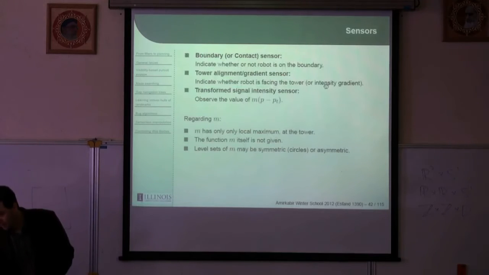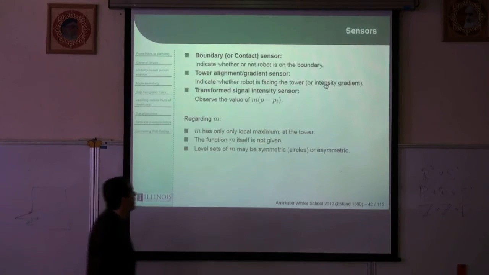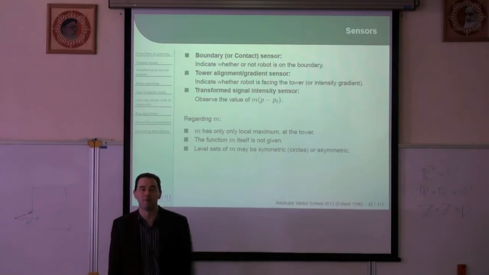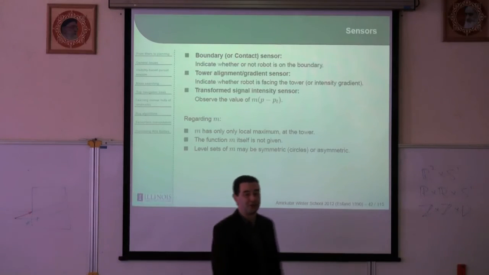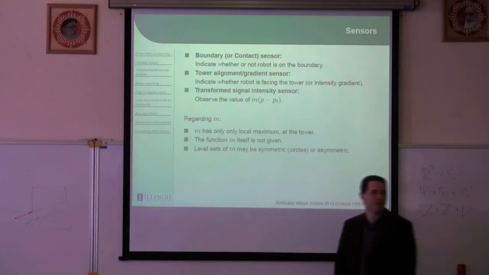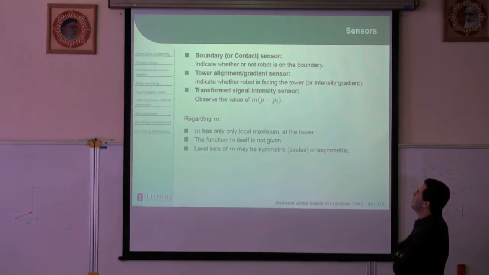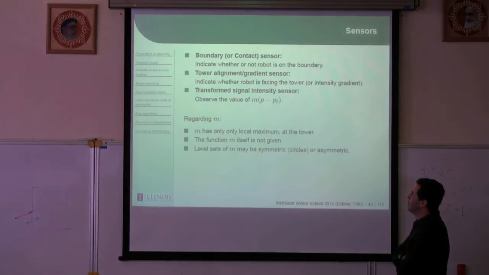Here are the sensors. We have a contact sensor, our boundary sensor. Remember that one? You have to go back and remember our virtual sensors now, and the catalog of sensors that we did. That was kind of boring, I know. We did 50 or 100 sensors, I don't remember. But that's one of them. All it does is detect whether or not the robot is on the boundary.